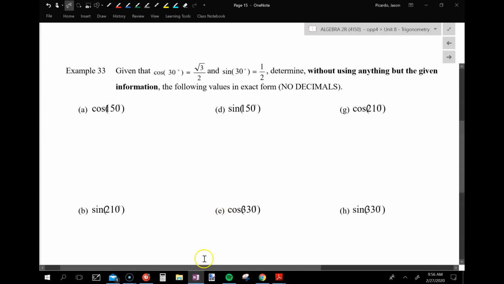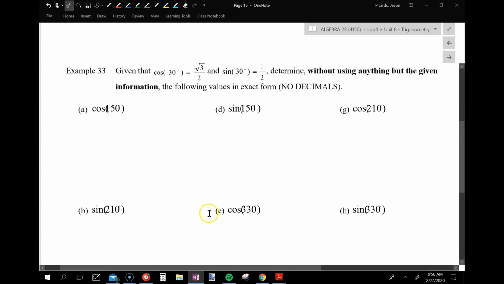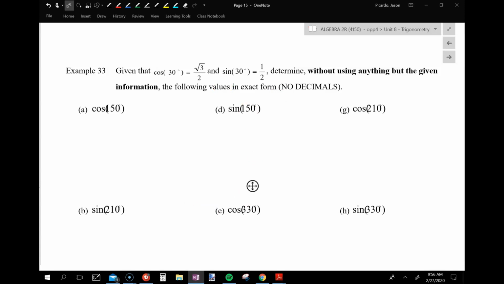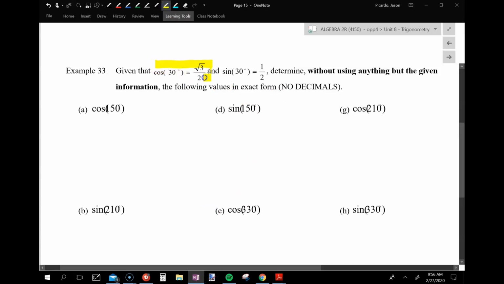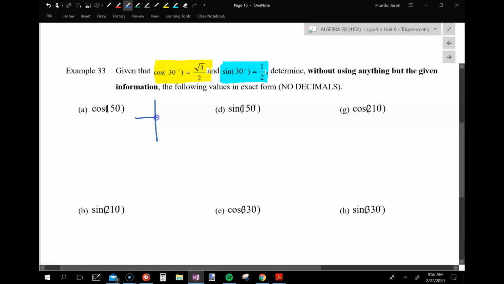Okay? So I don't want to draw diagrams here. I don't want to draw diagrams. All I want to do is use these facts up above, this fact in yellow, and this fact in blue. And what I'm going to do is not draw a diagram, but I am going to create a quick sketch just to make sure I get the right reference angle.